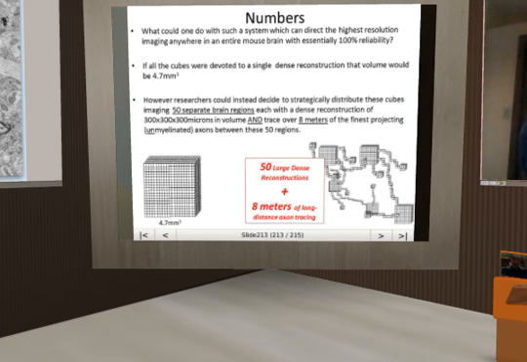So that may be a little bit discouraging, but I don't think we should really consider that as discouraging, because researchers could instead decide to strategically distribute these cubes by imaging 50 separate brain regions within the mouse brain, each with a dense reconstruction of 300 by 300 by 300 microns, and trace over 8 meters of the finest projecting unmyelinated axons between these 50 regions.